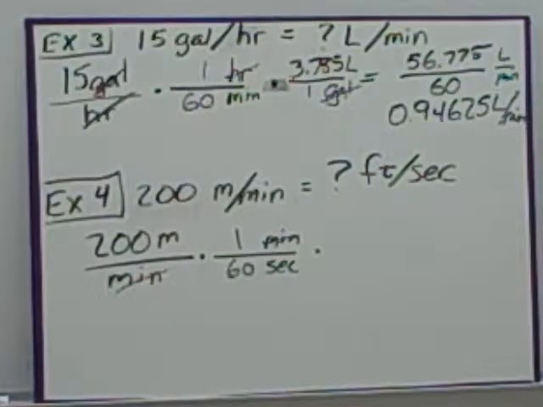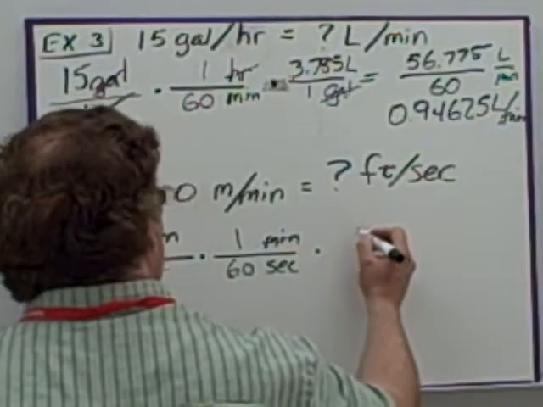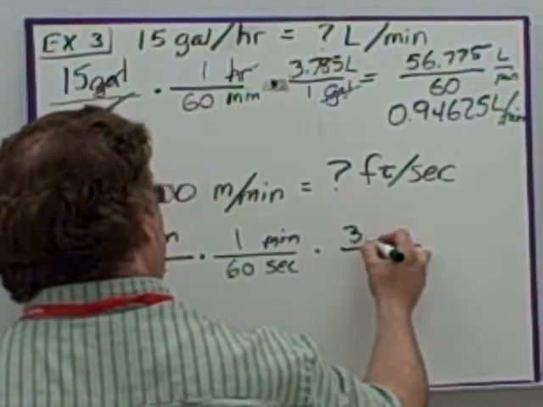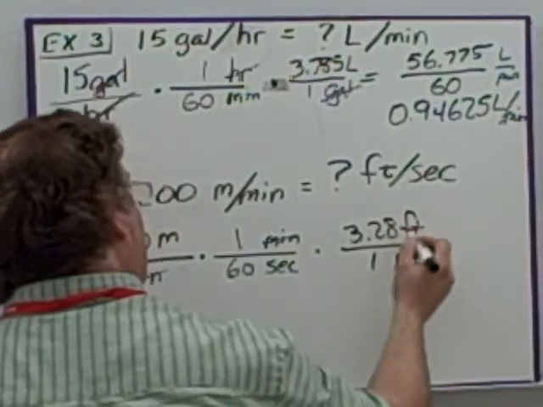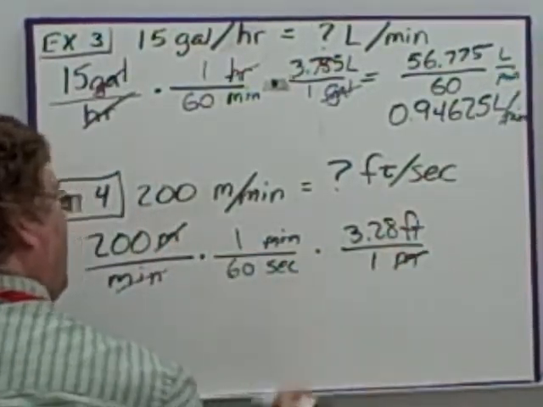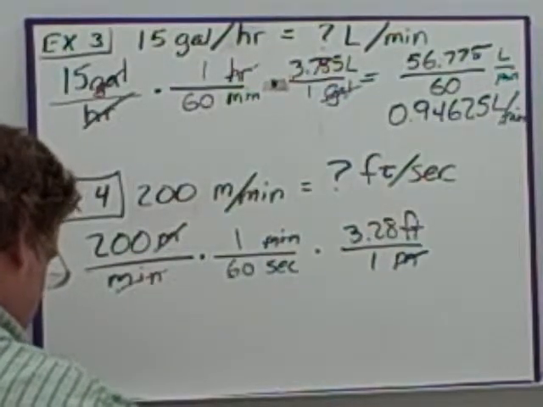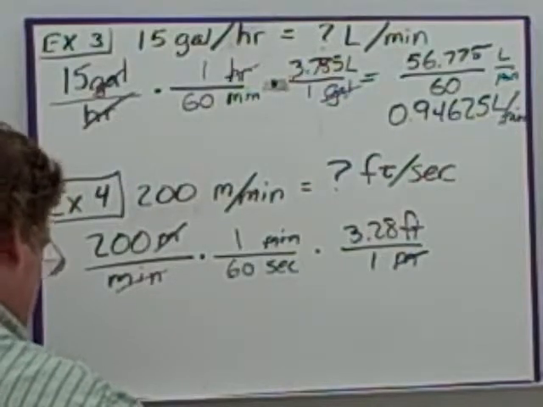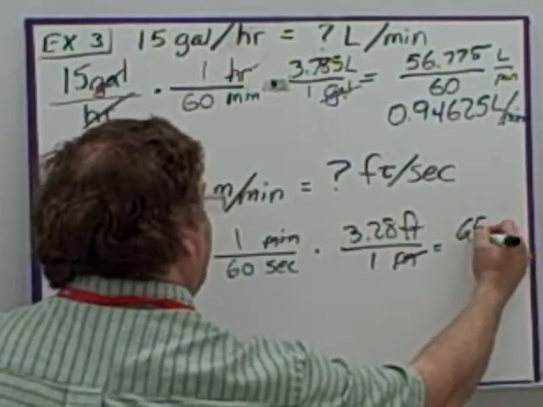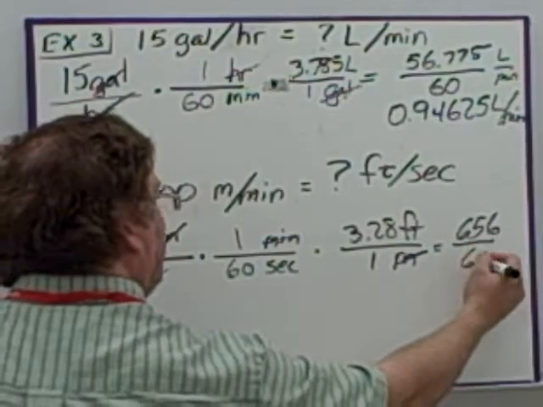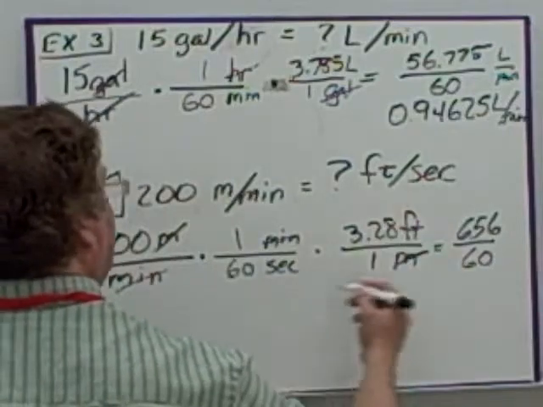And according to my FCAT reference sheet, 1 meter is 3.28 feet. So I'm going to have the 1 meter on the bottom and 3.28 feet on the top, because I want the meters to cancel. 200 times 3.28, I get 656. 1 times 60 times 1 is going to give me the 60, and this is going to be feet per second.